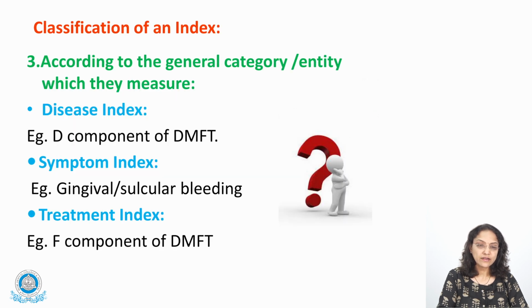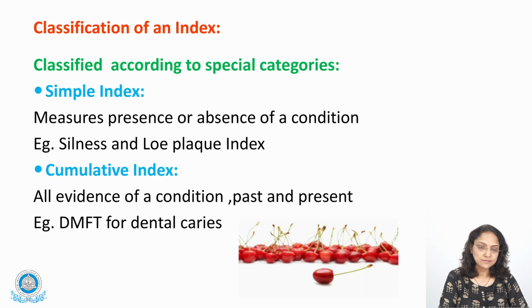According to general category or entity which they measure, they can be classified as disease, symptom or treatment index. D component of DMFT is an example for disease index. Gingival or sulcular bleeding is a symptom index. The filled component or the F component of DMFT is a treatment index.